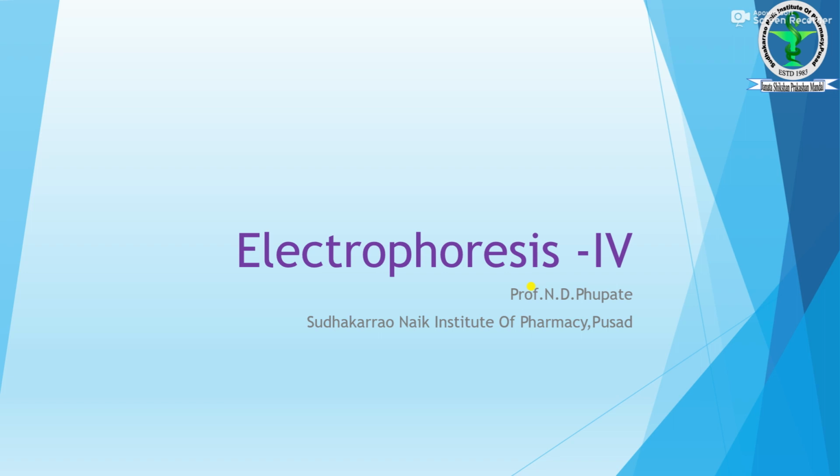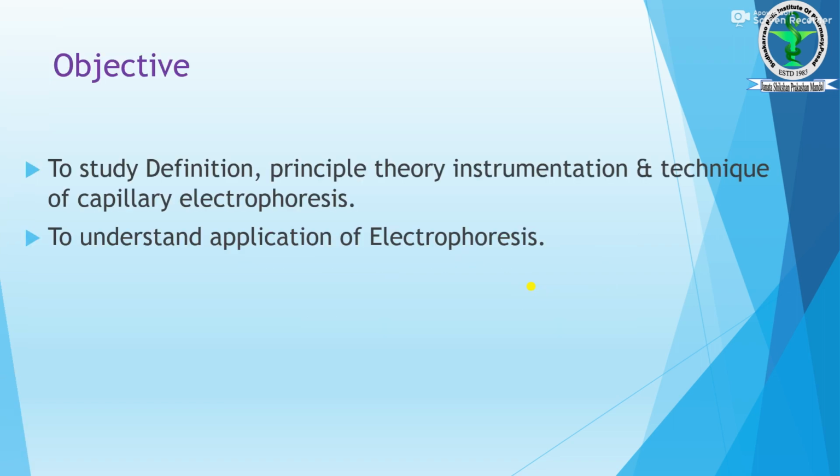In the syllabus, there is a technique of capillary electrophoresis. So we study each and everything: the basic principle, then the theory, instrumentation in short, then techniques or methods, and finally advantages. After the advantages, we study the applications of capillary electrophoresis, and finally the whole applications of electrophoresis. So, moving toward the objective: to study the definition, principle, theory, instrumentation, and technique of capillary electrophoresis, and understand the applications of electrophoresis.